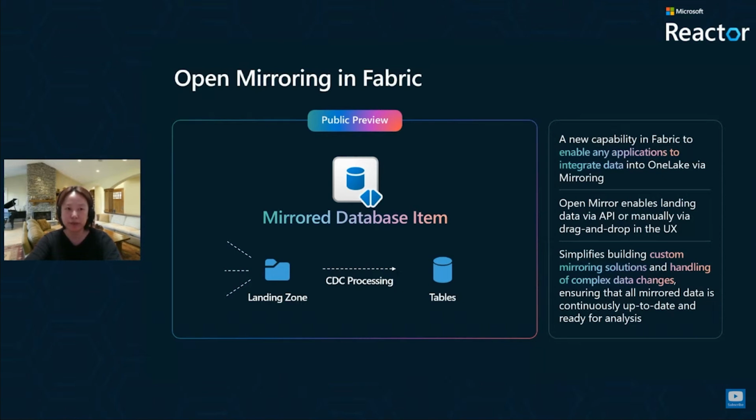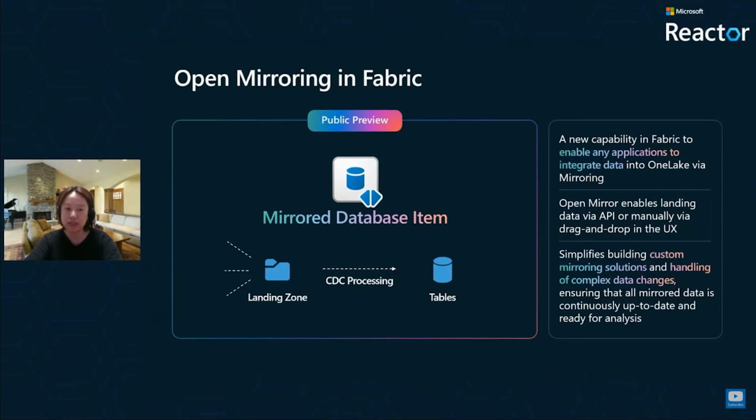Similar to the database mirroring that we showed in the previous section, we also provide open mirroring, which is an open standard framework that you can easily integrate your application with. It enables you to land data through the APIs, then the mirroring backend will keep replicating the data from that landing zone into the destination mirrored database tables.